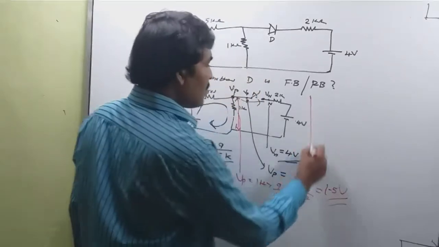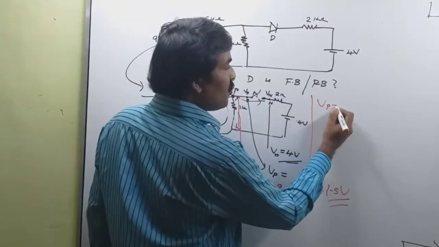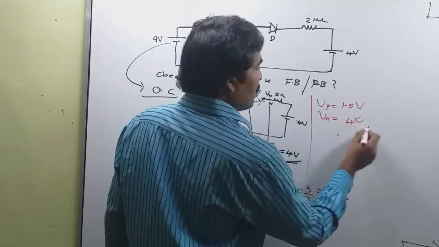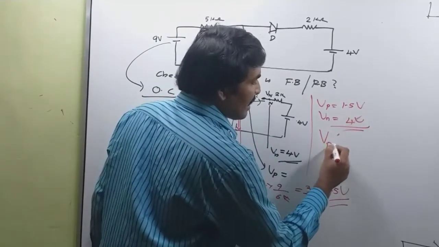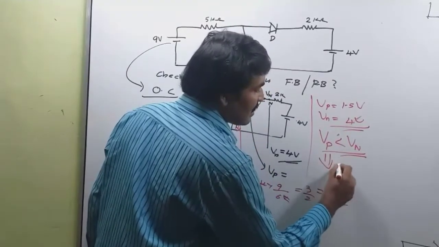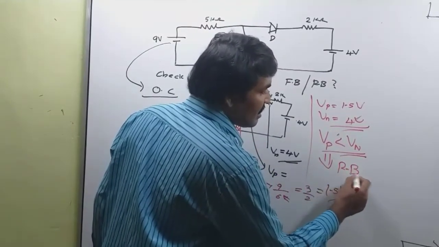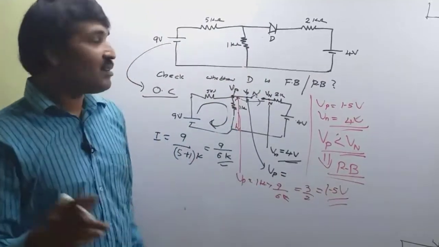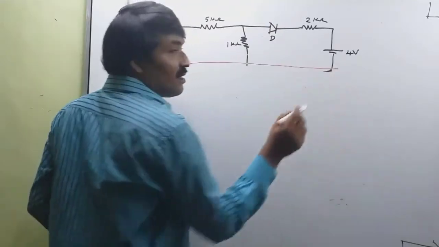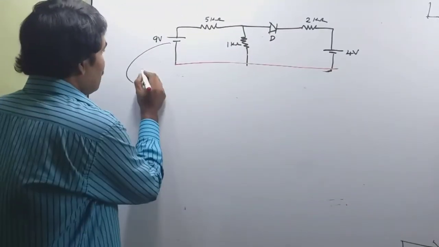That implies Vp is equal to 1.5 volt and Vn is equal to 4 volt, so Vp is less than Vn. That implies the diode is in reverse biased condition. In this circuit, the diode will never conduct. Now let us use the short circuit test, that is the SC test.